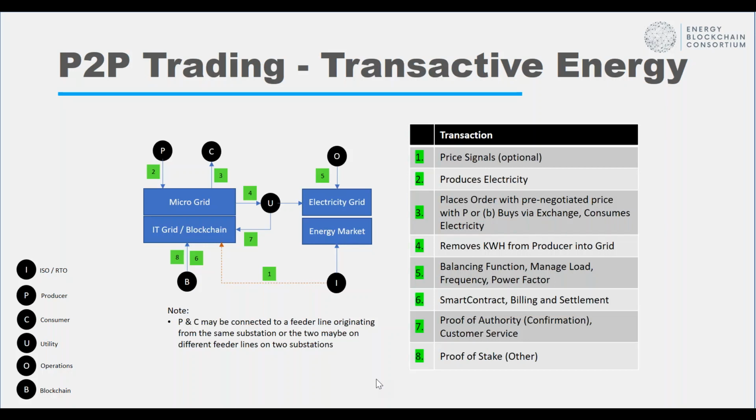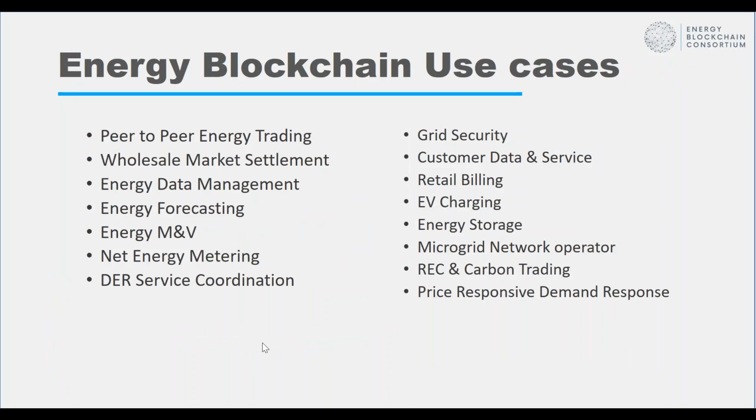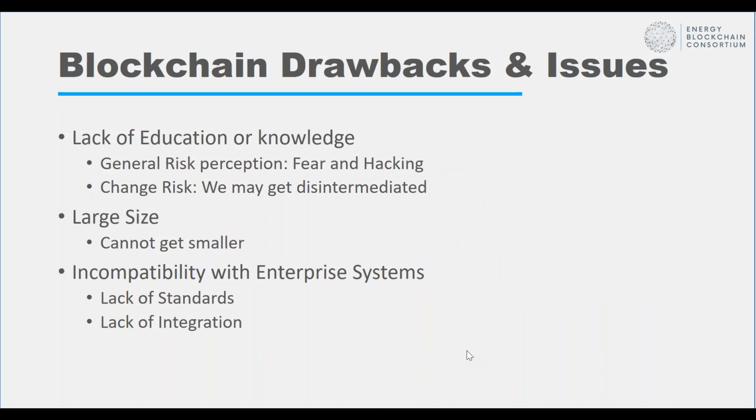So this is a very interesting example of peer-to-peer trading in a transactive energy world, which is integrated with the ISO RTO market. And a microgrid provides the ability to execute transactions using blockchain. These are a few use cases that we have been working on, and for those of you who are interested, we can provide you with some additional information. But suffice it to say, many use cases such as peer-to-peer trading, wholesale market settlement, REC carbon trading, energy forecasting, and retail billing are prime candidates for blockchain in the utility market.